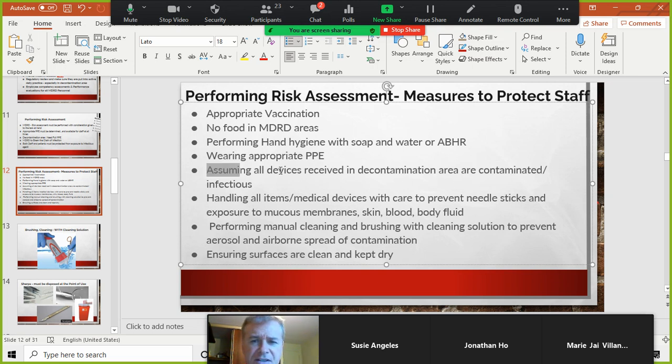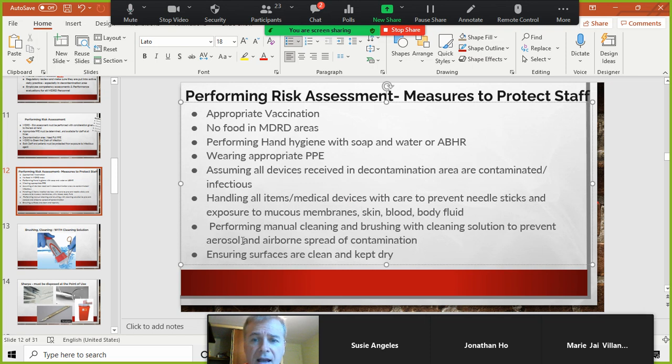That was one of the questions in the test, I think. If there is a questionability about how clean something is, get it out of here. If I don't know if it's sterile, then it's not sterile. Go and make it sterile, right? Handling all items, medical devices with care to prevent needle sticks and exposure to mucous membranes, skin, blood, body fluids, right? So who is going to be, like, our janitors working with mucous membrane, skin, blood, body fluids? Well, they could be. PSWs changing sheets, these kinds of things, and they need to be protected.